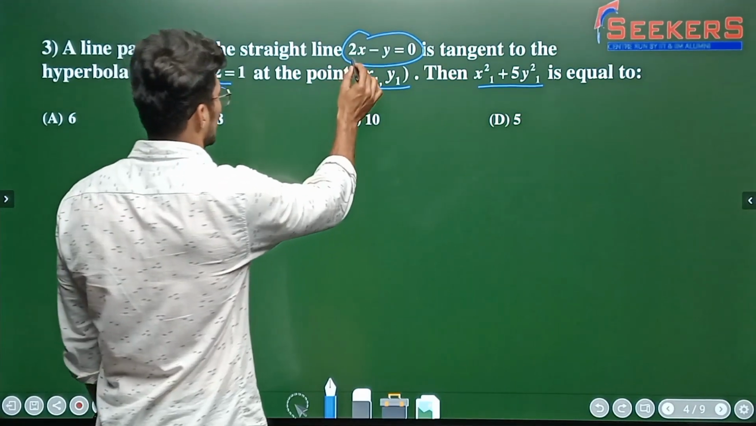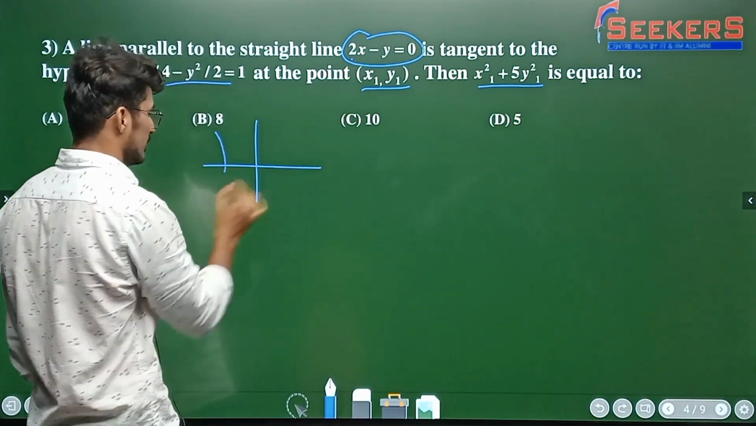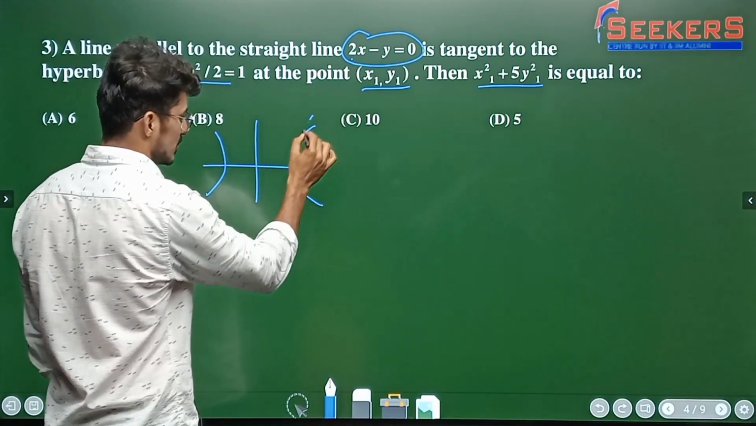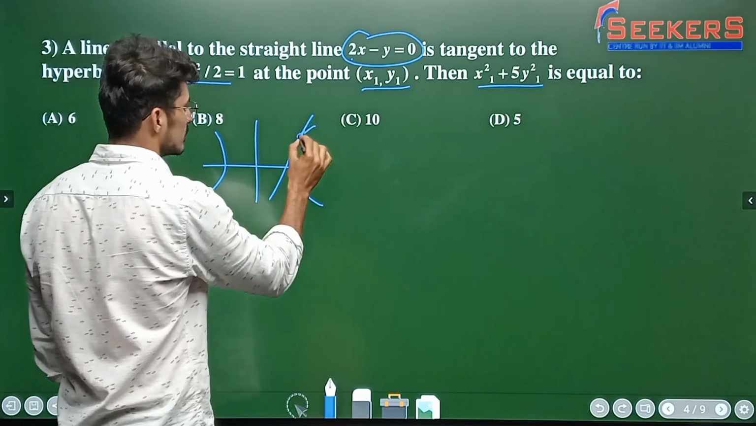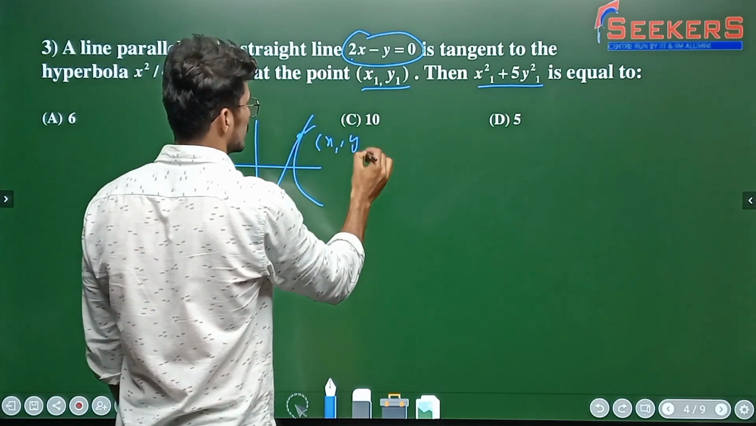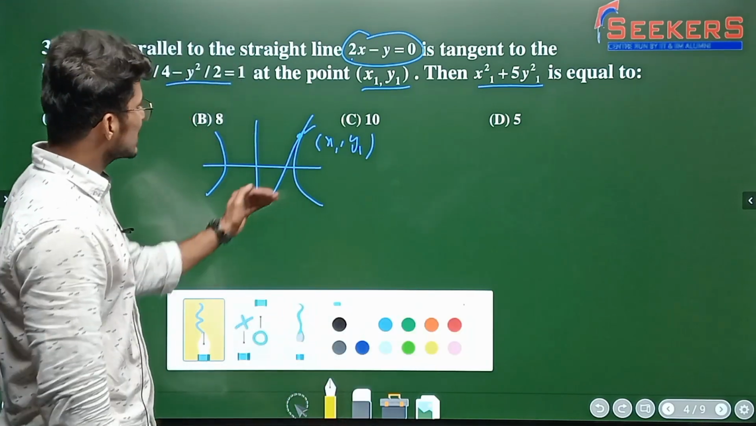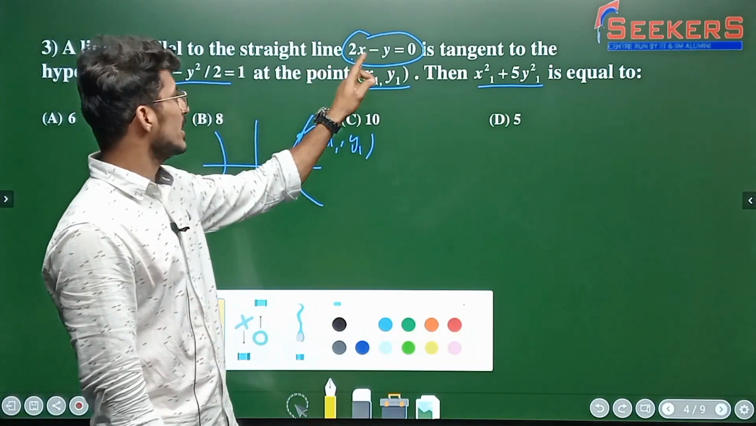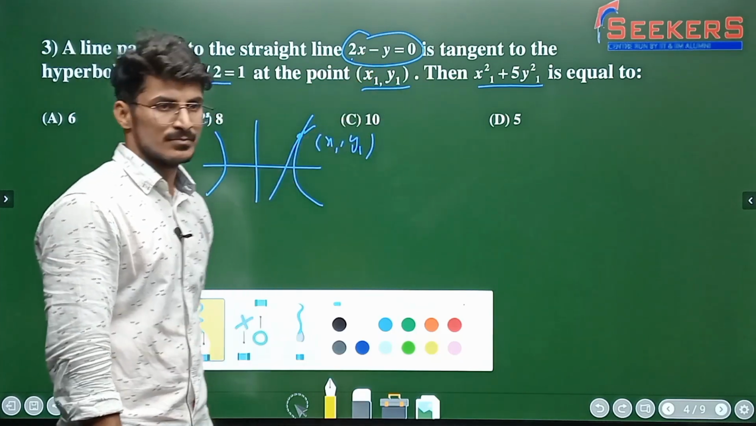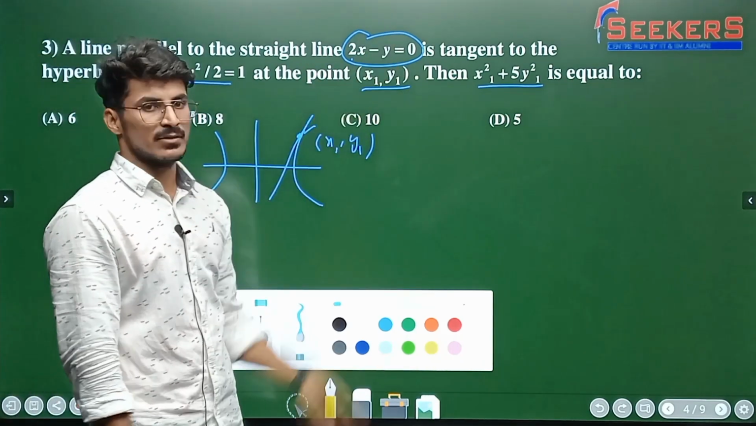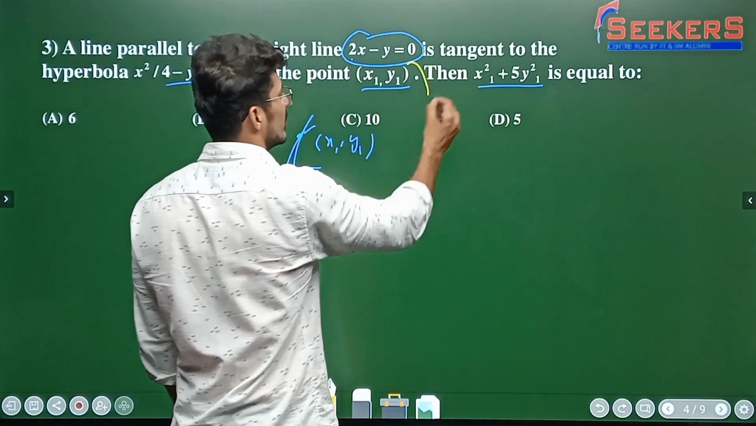Look at this here. First of all, let me just draw a simple diagram. So there is a tangent at the point x1 comma y1. Cool. The tangent at the point x1 comma y1. Now this tangent is the line parallel to the straight line. There is a line which is parallel to this line, and that is a tangent, which means let us try to find the slope of the line.